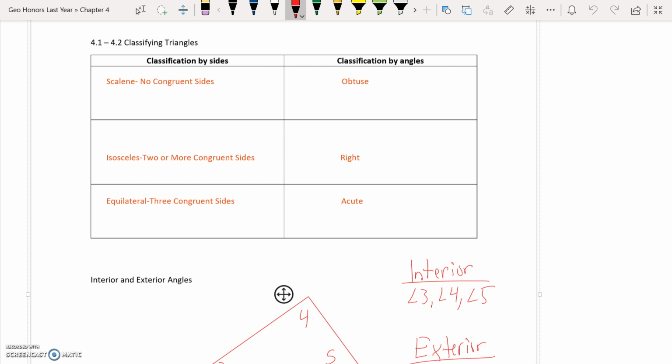So note on the isosceles, it says two or more congruent sides. So an equilateral triangle is also considered isosceles, but equilateral triangle is a more precise name if all three sides are congruent. We also classify by angle, classify it by its largest angle.